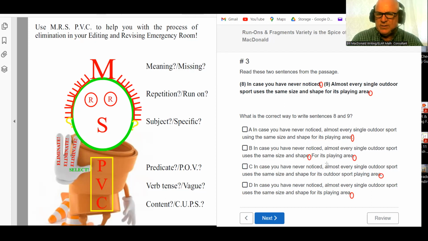And so when you check and see that one, it says "for its playing area." So we're going to notice that that is not a complete thought. That means that it's not a sentence. Something is missing in terms of the subject or the predicate. So we will knock that one out.